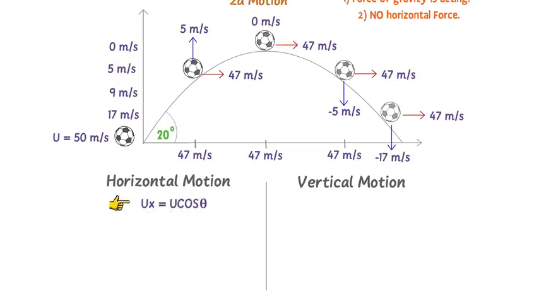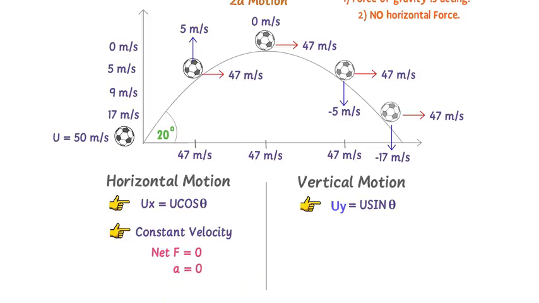To conclude the horizontal motion and vertical motion of the ball or projectile, we learn that the initial velocity of the ball ux is equal to u cos theta, like ux is equal to 47 meters per second, while the initial velocity of the ball in the y direction is uy equal to u sin theta, like uy is equal to 17 meters per second. Secondly, the velocity of the projectile remains constant along the x-axis. According to Newton's law, when velocity is constant, net force in the x direction is 0 and acceleration in the x direction is also 0.